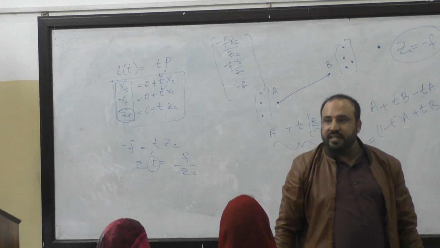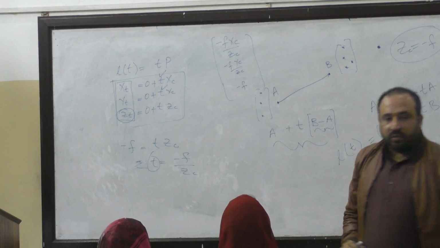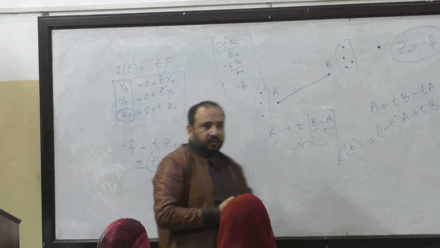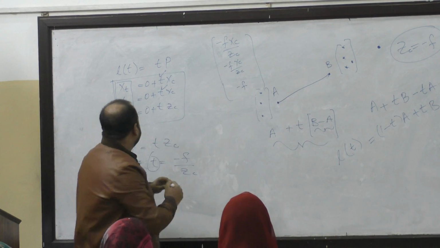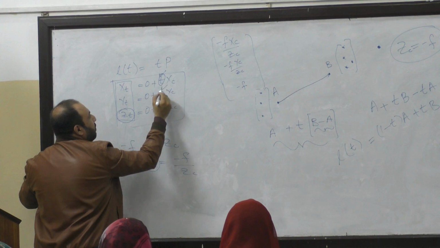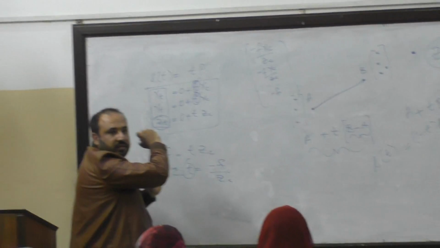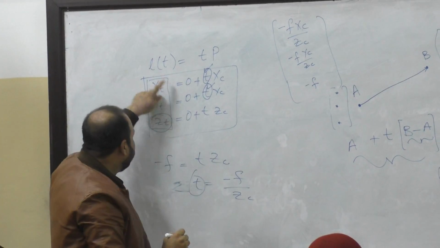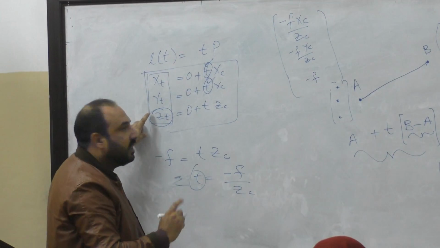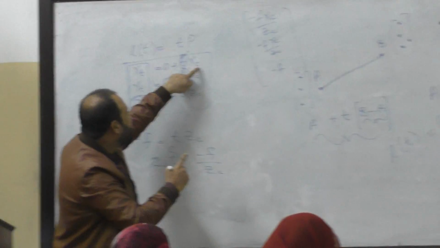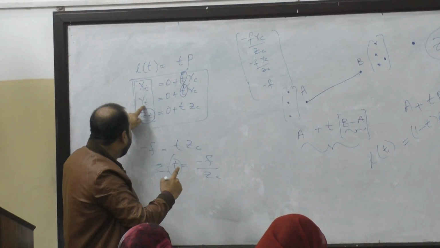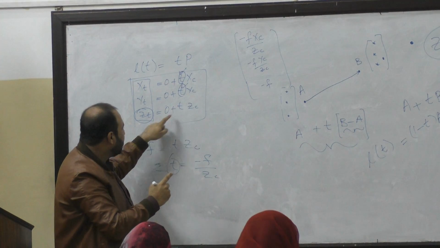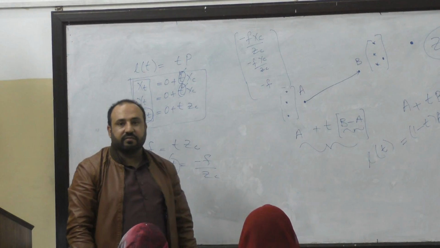Perfect. Now these are the coordinates. You plug in the value of t here and plug in the value of t here: -f over zc. So the point on the line that is also the point on the plane has x coordinate as -fxc over zc, it has y coordinate as -fyc over zc, and it has z coordinate as -f.